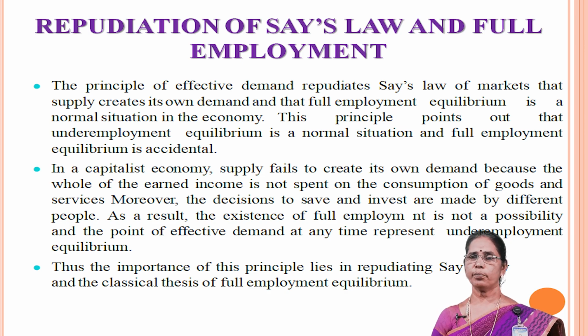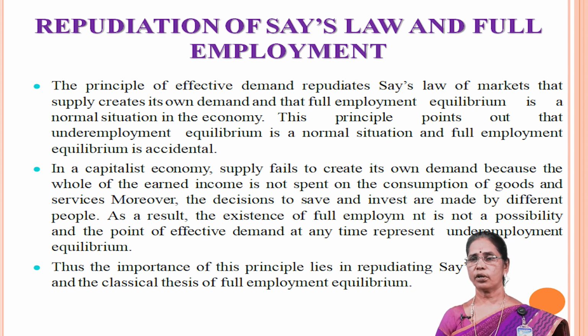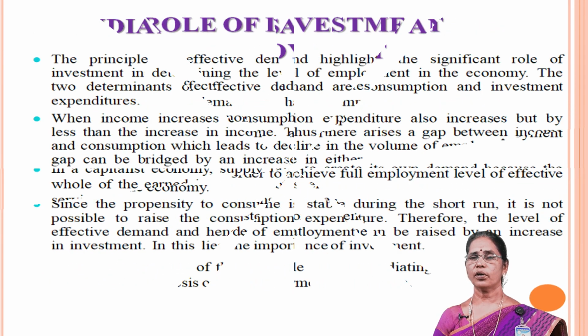In a capitalist economy, supply fails to create its own demand because the whole of the earned income is not spent on the consumption of goods and services. Moreover, the decisions to save and invest are made by different people. As a result, the existence of full employment is not a possibility and the point of effective demand at any time represents underemployment equilibrium. Thus, the importance of this principle lies in repudiation of Say's law and the classical thesis of full employment equilibrium.